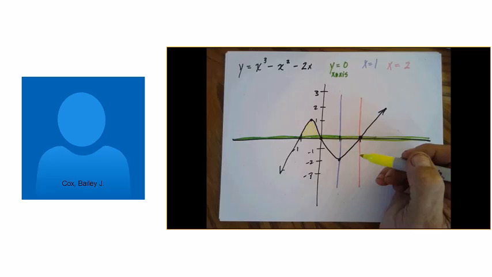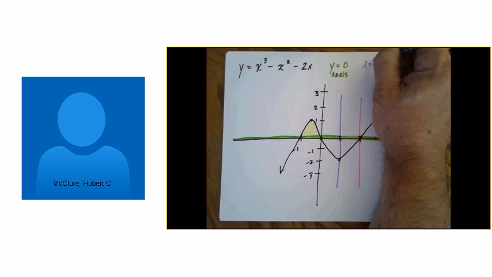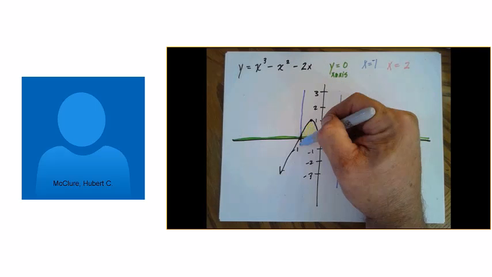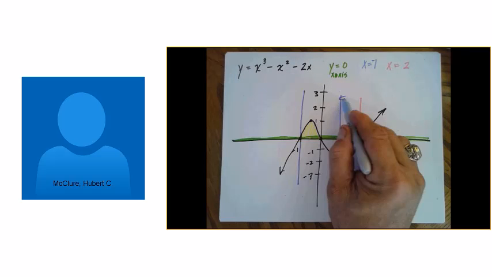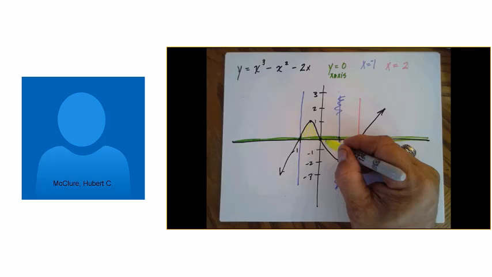Wait a minute. X is equal to -1. Dadgummit. I'm sorry, I messed up. That's supposed to be a -1. There we go. Okay, so erase that. That's why I couldn't figure out why that blue line was in the middle. It shouldn't have been in the middle. Okay, here's what they're wanting.